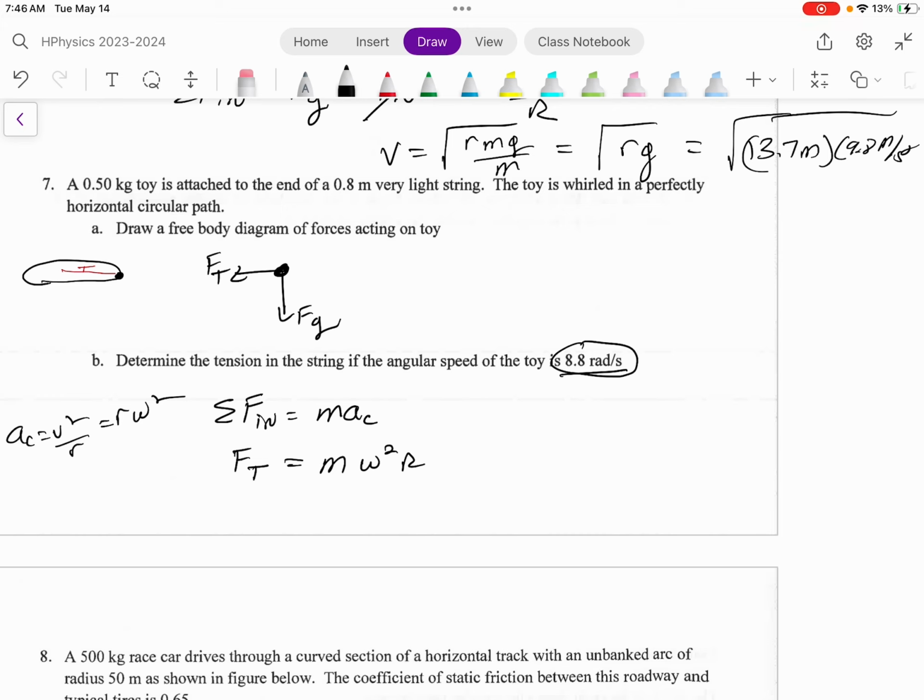Yeah, same thing. And now I should be able to solve the problem directly because I have everything I need. The mass was 0.5 kilograms. The angular speed was 8.8 radians per second. Don't forget to square it. The radius of the toy was 0.8 meters. If you plug that into your calculator, you'll get 30.98 newtons.